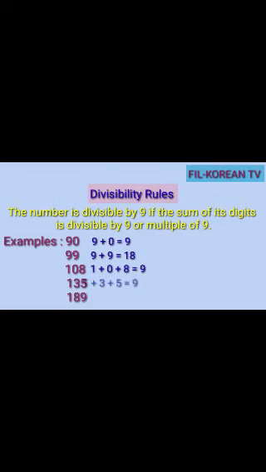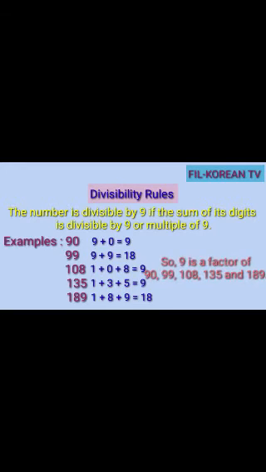Next, ang 135, i-plus din natin yung digits. 1 plus 3 plus 5 equals 9 din. At ang 189 ay i-plus din natin yung digits. 1 plus 8 plus 9 equals 18. Pareho pwedeng i-divide sa 9, kaya divisible by 9 yung given numbers. So, 9 is a factor of 90, 99, 108, 135, and 189. At kapag i-divide natin ang mga numbers na ito sa 9, yung answer ay factor din ng bawat number.